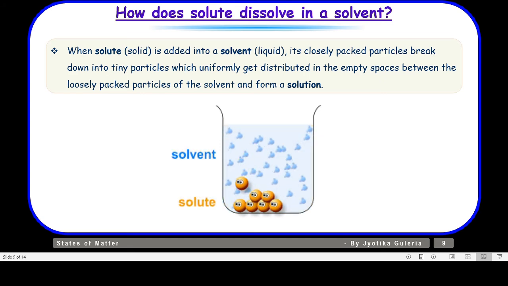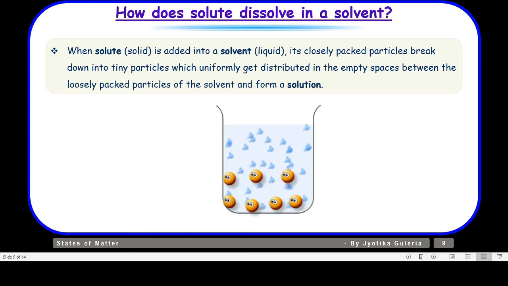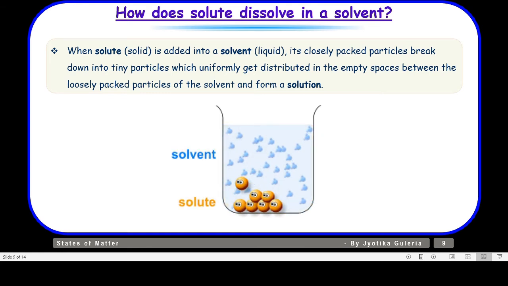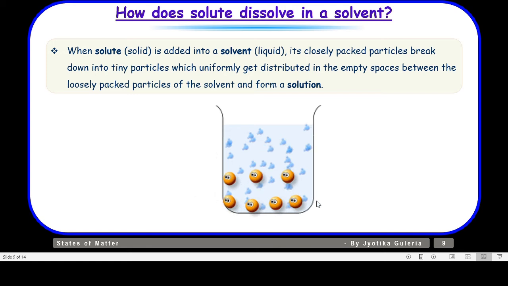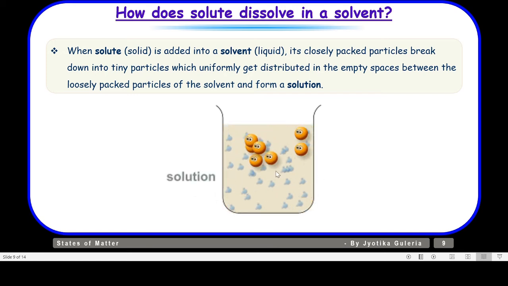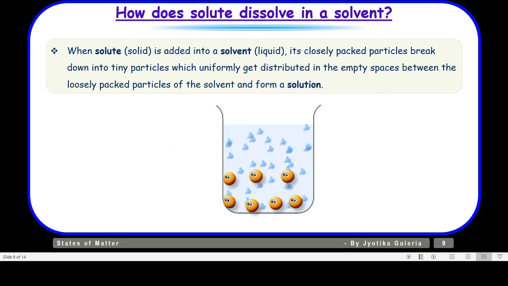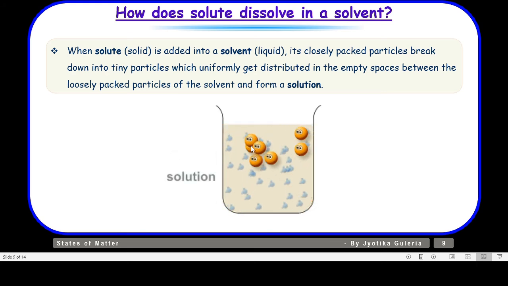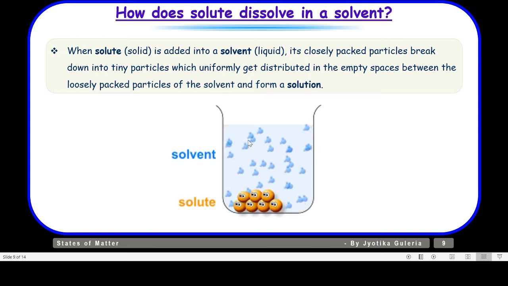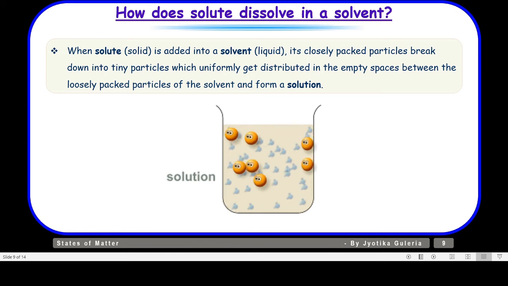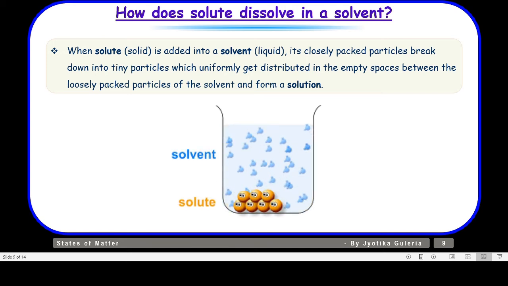Can you see the solute particles? And then we have the solvent particles. And we know that in liquids we have a lot of space in between the particles. They are loosely packed. So that is why the particles of solute break down into tiny particles and then they get mixed with the solvent and they form a solution.